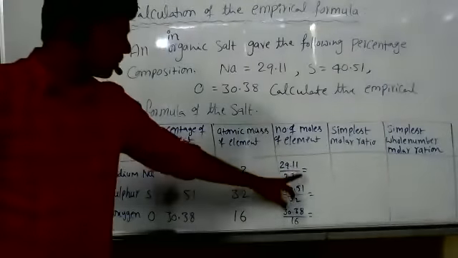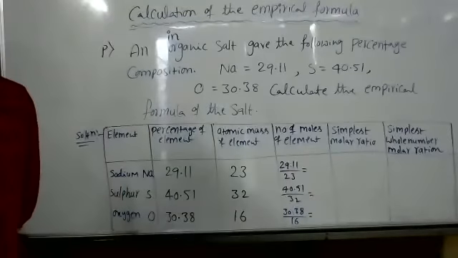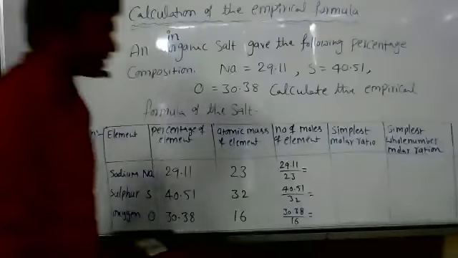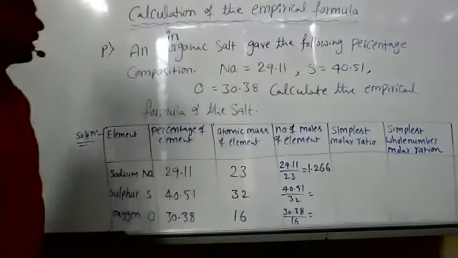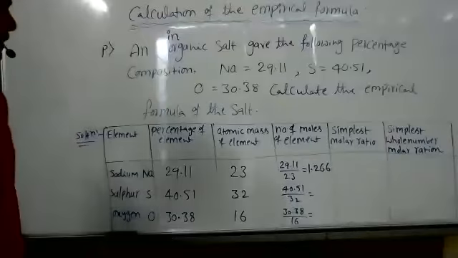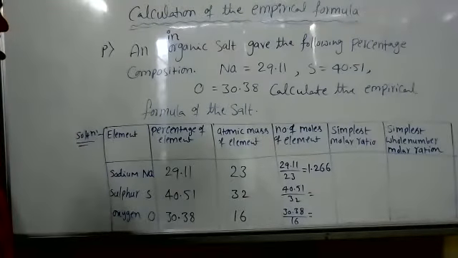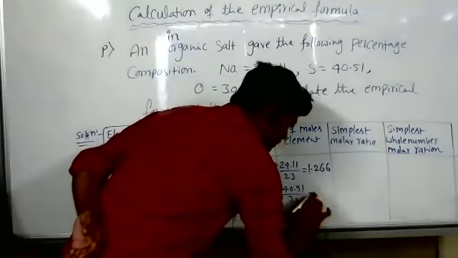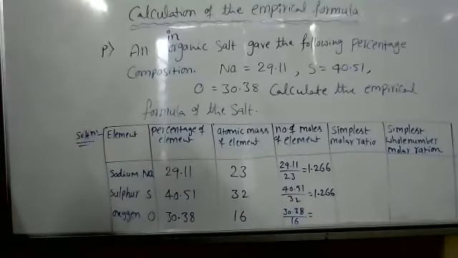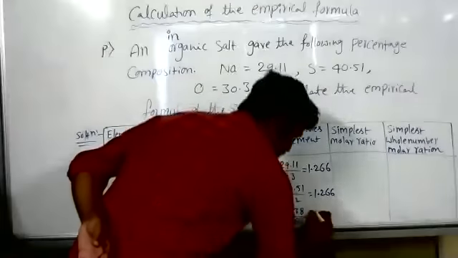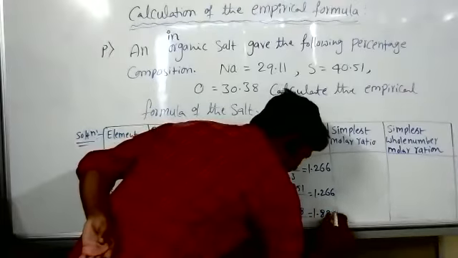Here, how much is 29.11 by 23? So 1.26, write up to 3 digits, 1.266. Next, 40.51 divided by 32. That is also 1.266. Then 30.38 divided by 16 is 1.898.